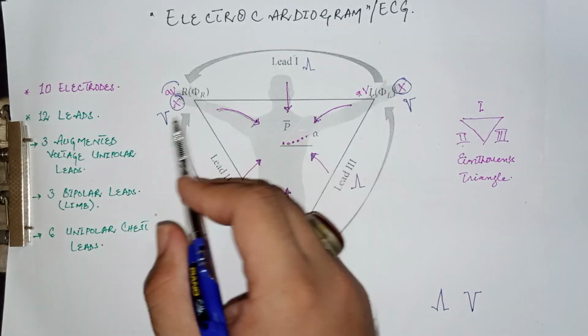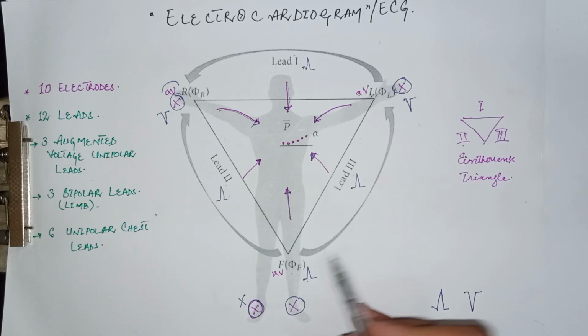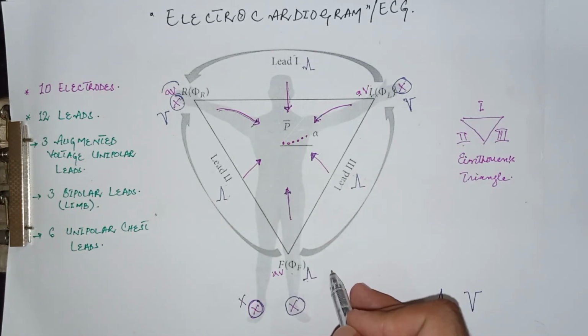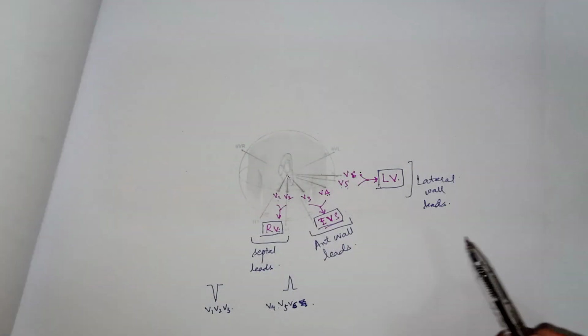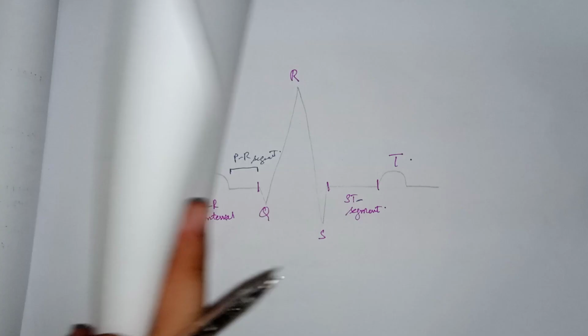show the negative deflection of the QRS complex, while lead 2, 3 and AVF normally show the positive deflection of the QRS complex, that is an upward deflection. Now look at the chest leads. Leads V1, V2 and V3 normally show the downward deflection of the QRS complex, while V4, V5 and V6 show the upward deflection or the positive deflection of the QRS complex.